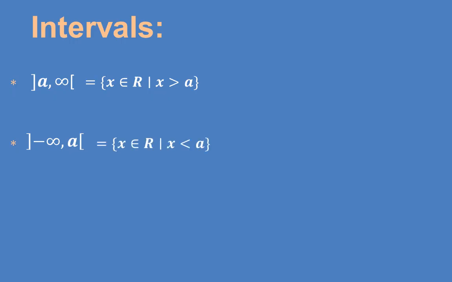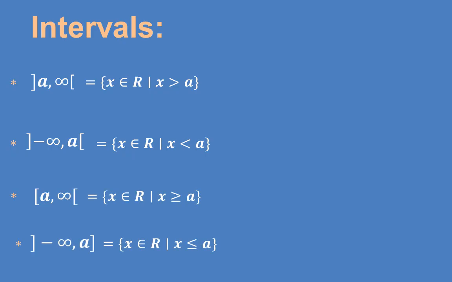There are other types of intervals. They are called rays or infinite intervals. These two rays are said to be open rays, while these two rays are said to be closed rays. In each of the four cases, the point A is called an endpoint of the ray. And also, we can represent these intervals on the straight line as follows.